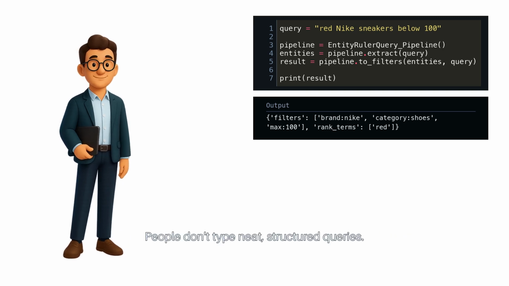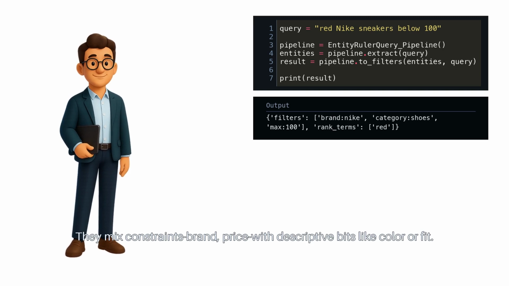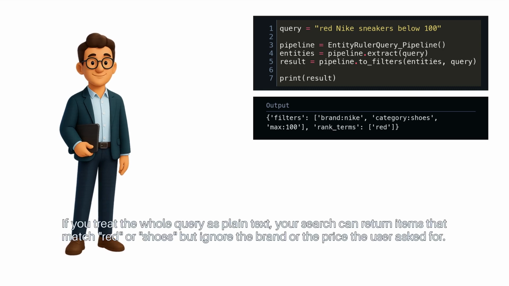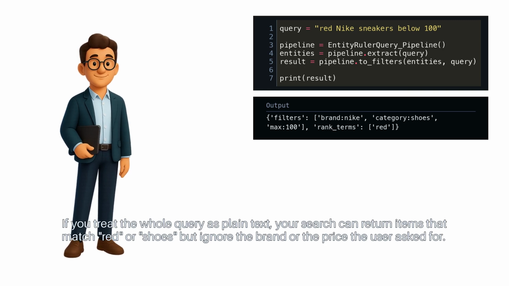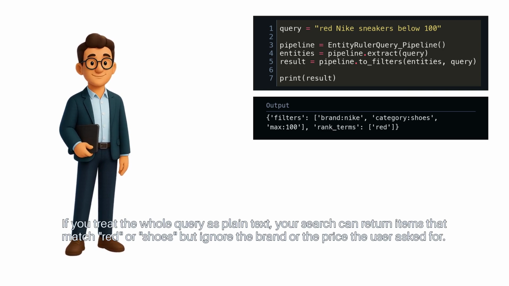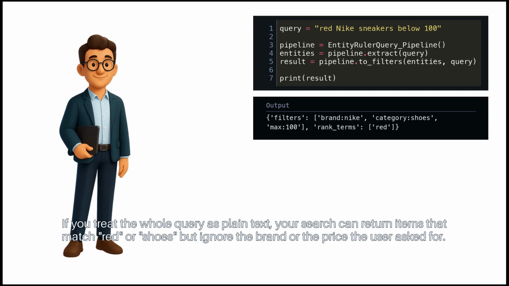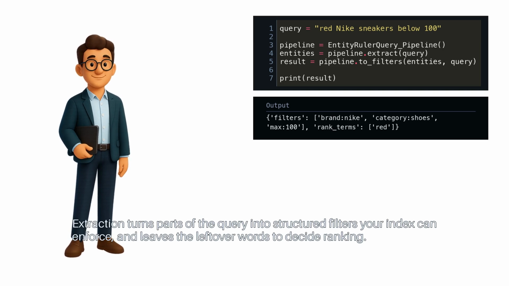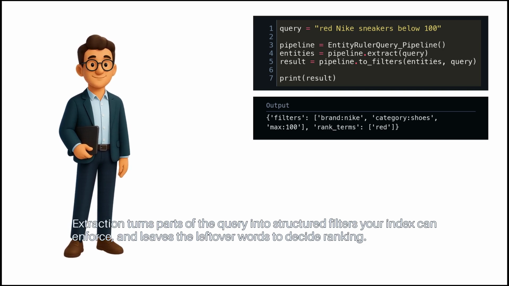People don't type neat, structured queries. They mix constraints, brand, price with descriptive bits like color or fit. If you treat the whole query as plain text, your search can return items that match red or shoes, but ignore the brand or the price the user asked for. Extraction turns parts of the query into structured filters your index can enforce, and leaves the leftover words to decide ranking.